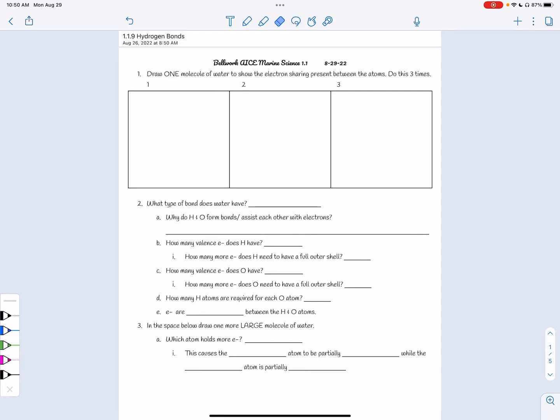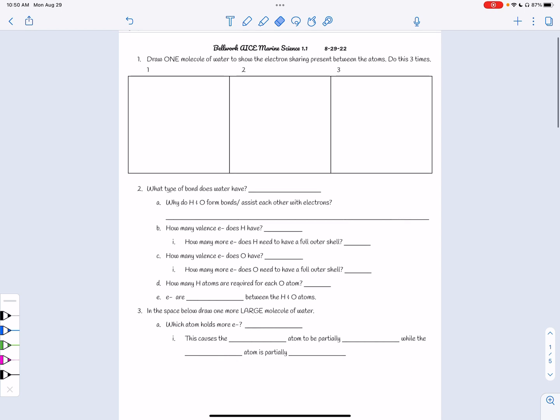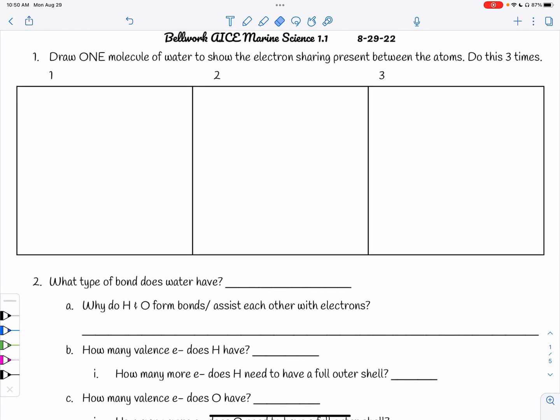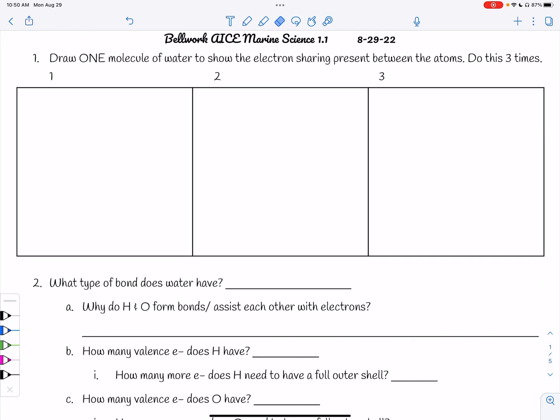Okay, just to recap what we did in class today, Monday, August 29th, for bell work, because there's two molecules that you'll have to know how to draw in a Cambridge exam. One being sodium chloride, which we haven't done in class yet. We'll do tomorrow, Tuesday. The other one, water.